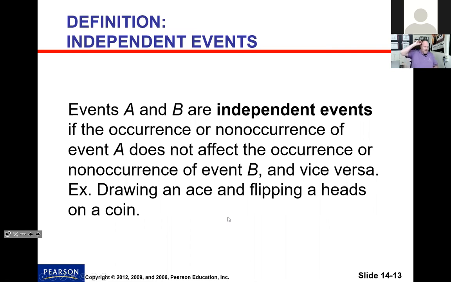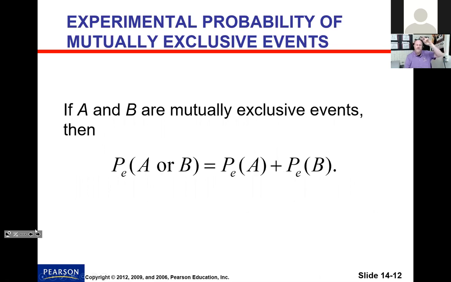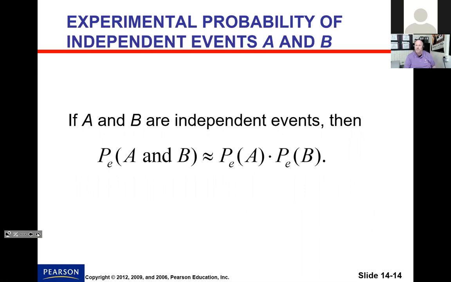Independent events means the occurrence of one does not affect the occurrence of the other. For instance, drawing an ace out of a deck of cards and flipping heads on a coin. They are completely separate. One doesn't have anything to do with the other. Does that make sense? I just want to make sure this is clear. For mutually exclusive, they can't happen at the same time. Independent, they don't affect each other at all. The difference is that for mutually exclusive, you add. When you get to independent events, you multiply. So the probability of getting an ace out of a deck and getting heads on a coin, you would take the probability of both of those and multiply them together.